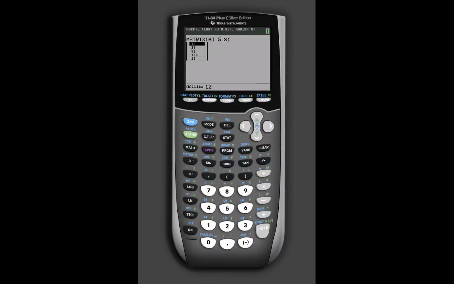I'm quitting to get out of that because I've got to get out of here so that I can go back in and type A inverse times B. So I'm going to go out. And then I needed to say A inverse times B. So let me type this. So I want A inverse times B. Now, it's not going to look like that though, right? Because on the calculator, it doesn't look like that. So it's going to have to say matrix A inverse times matrix B.